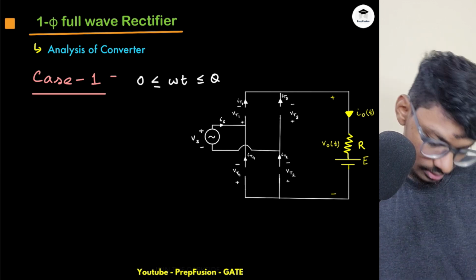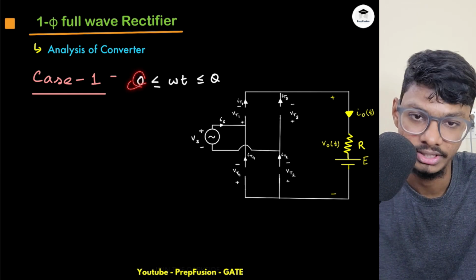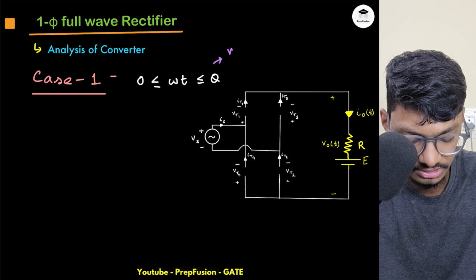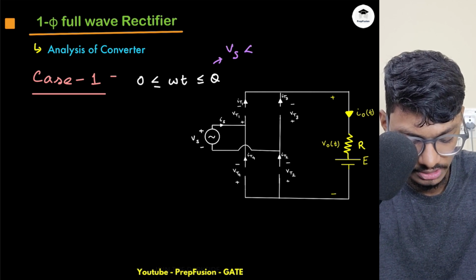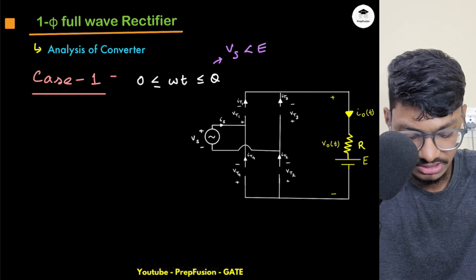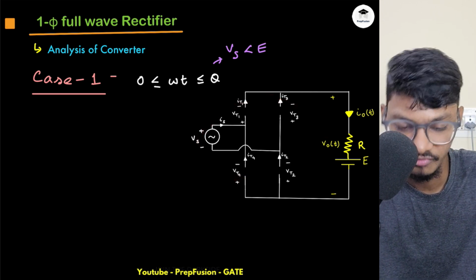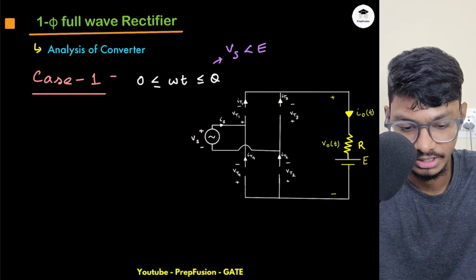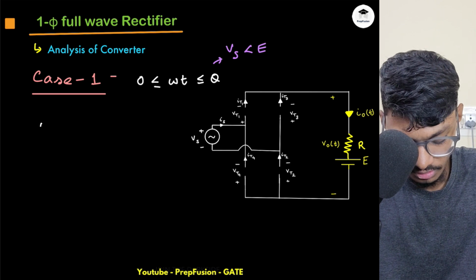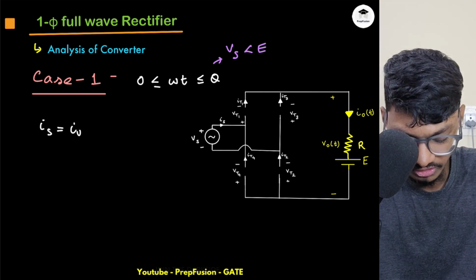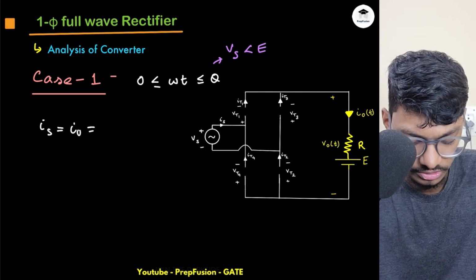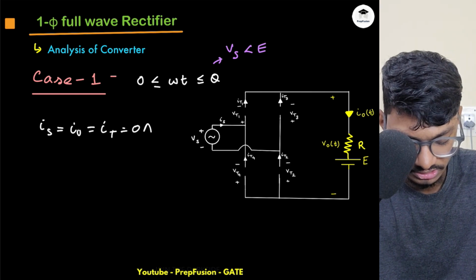Now let's start with this. Here, case 1 is from 0 to omega t equals theta. So in this case, what is actually happening? My Vs is less than E. If my Vs is less than E, that means everything will be off, because it can't be in the forward blocking mode, everything will be in the reverse blocking mode. Okay, why? I will just explain. I will assume everything is off, and then I will prove with respect to the voltage that it is actually true. Ia equals Io equals IT, all are 0 amperes.